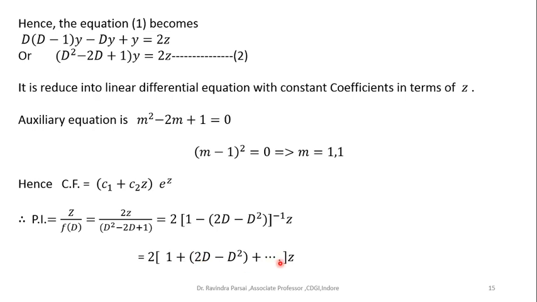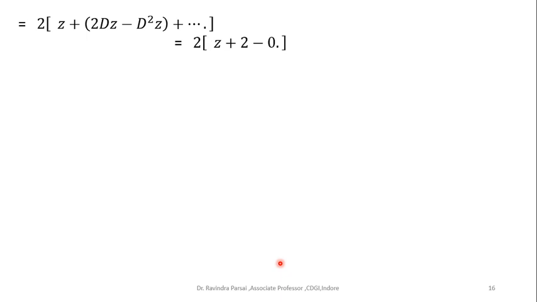So now applying this inside, this gives you z: 1 into z is z, then 2D z minus D square of z. Now you write 2 plus the differential of z with respect to z, which is 1, so 2 into 1 is 2. Then when you differentiate 1 with respect to z, the answer is 0. So ultimately the particular integral in this case is 2z plus 2, multiplied by 2, 2 into 2 is 4, so 2z plus 4.